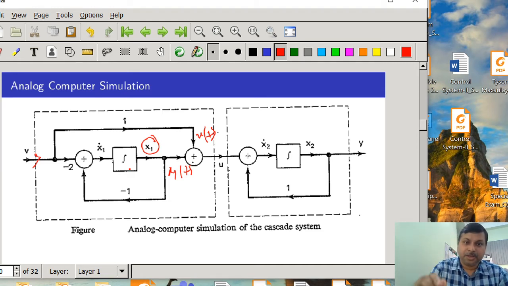Okay, so now you are finding that the system output is also available. How is the system output y available? Because we have already defined that x2 is equal to y. So these are the two subsystems cascaded, and in this way the system can be implemented in the laboratory.